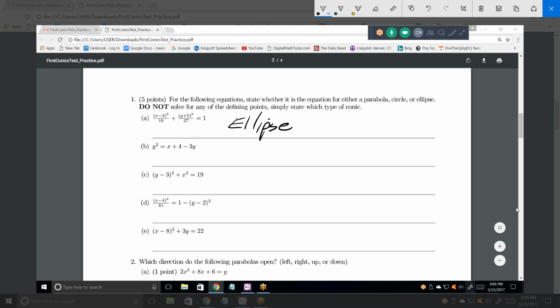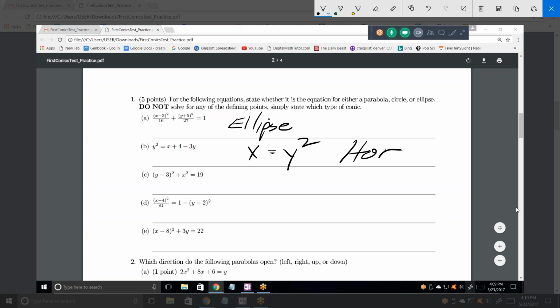Okay, B. What is B? B is a parabola. Correct. And it's of the form x equal y squared. Do you see why I say that? It's not x equal y squared, it's just of that form. In other words, it's the y that's being squared, not the x. So what kind of parabola is it? Is it a vertical or a horizontal? Horizontal. Yeah, they didn't really ask that, but they should have.